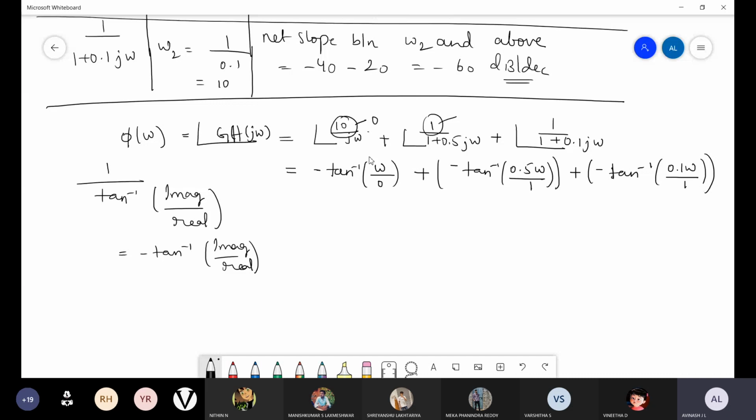How does it come 0? Because the imaginary part is not there, that means 0 divided by real part 1. Anything divided by 1 is itself, and 0 by anything is 0. So tan inverse of 0 is 0. That is why you get it like this: 0 minus this particular angle. So you need to calculate this value. Is it clear to you?